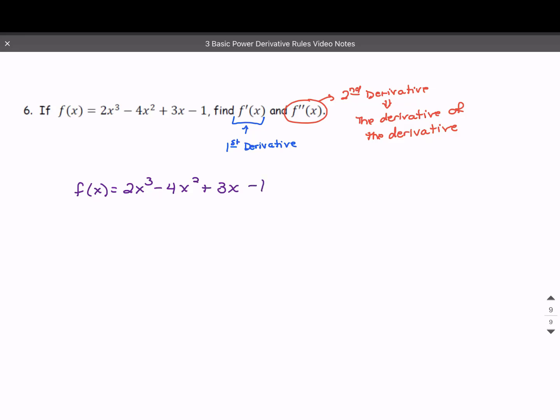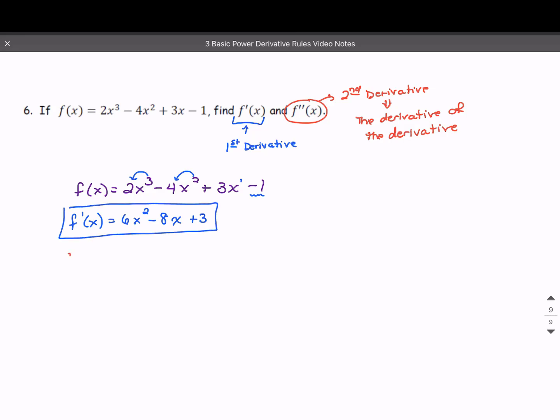So our first derivative, f prime of x, equals 3 times 2 is 6. Keep the x. 3 minus 1 is 2. Now, 2 times a negative 4 is negative 8. Keep the x. 2 minus 1 is 1. I'm not going to write that. The exponent on this x is 1. 1 times 3 is 3. But when I subtract 1 from that exponent, it's 0. I'm not going to need the x's. And the derivative of negative 1 is 0, so I don't need that. Here is my first derivative.